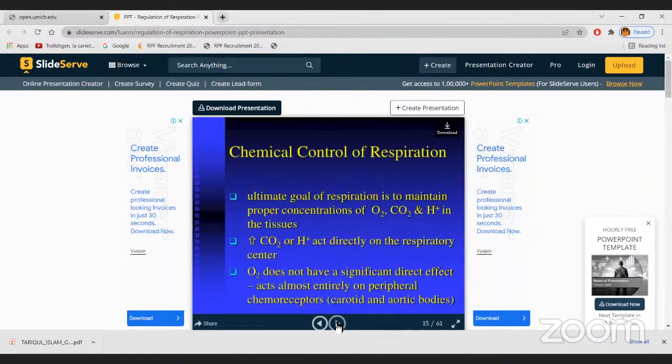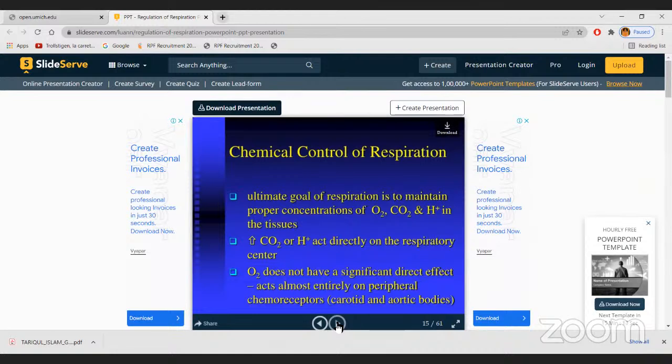The chemical control of respiration. The respiratory rhythm in the human respiratory system is controlled by the nervous system and, at the same time, controlled by chemical factors. So the ultimate goal of respiration is to maintain the proper concentration of oxygen, carbon dioxide and hydrogen ions in the tissues. Carbon dioxide or hydrogen ions act directly on the respiratory centers.